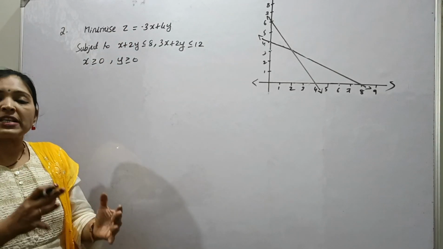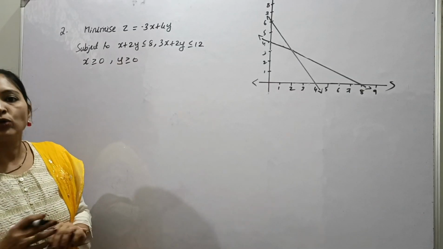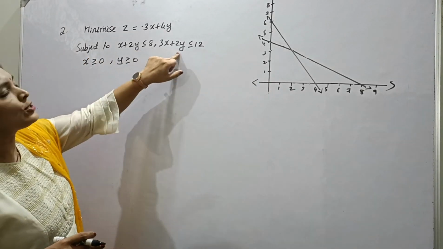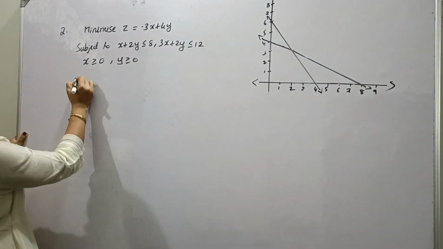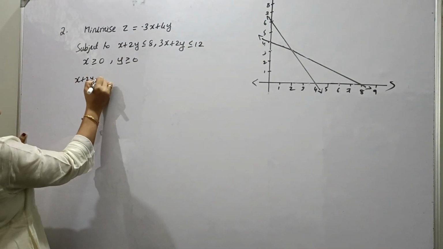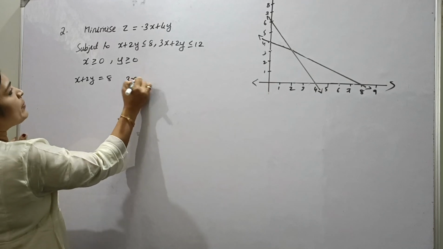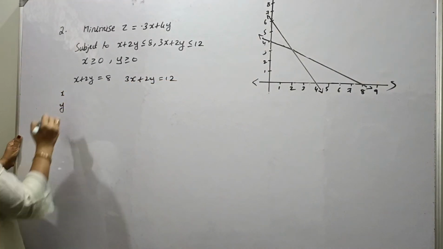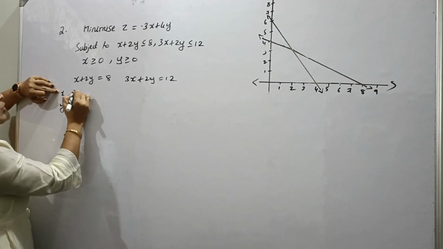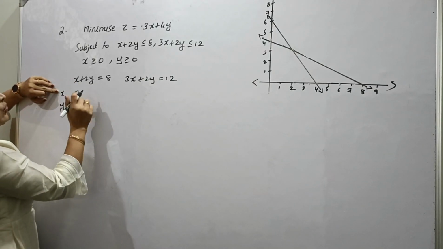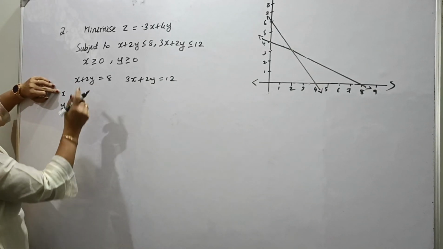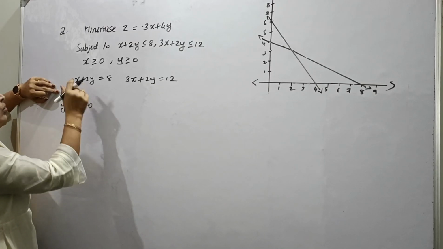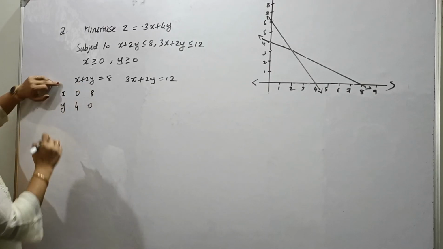For what values of x and y is z minimum, that we have to find. For that, to draw the graph, we have to consider these two constraints, that is x plus 2y is equal to 8 and 3x plus 2y is equal to 12. Here, first of all put x is equal to 0. What you will get? y is equal to 4, right? Next put y is equal to 0, you will get x is equal to 8, right?